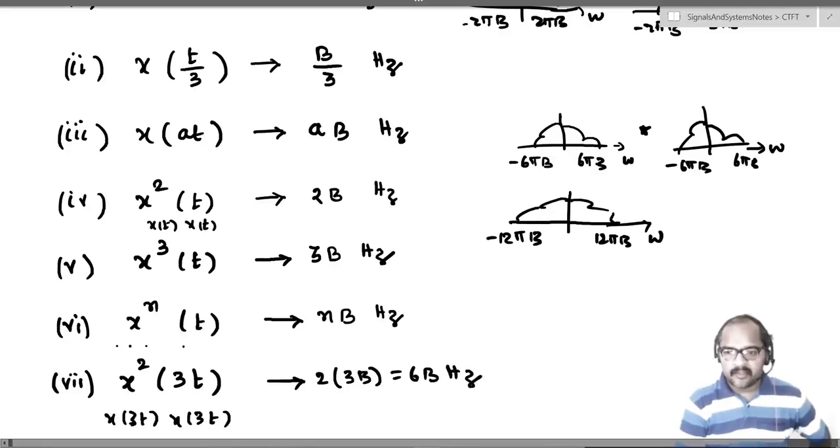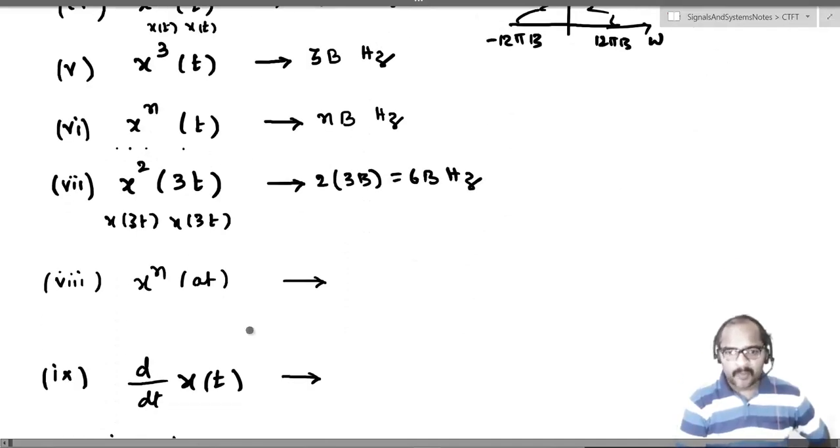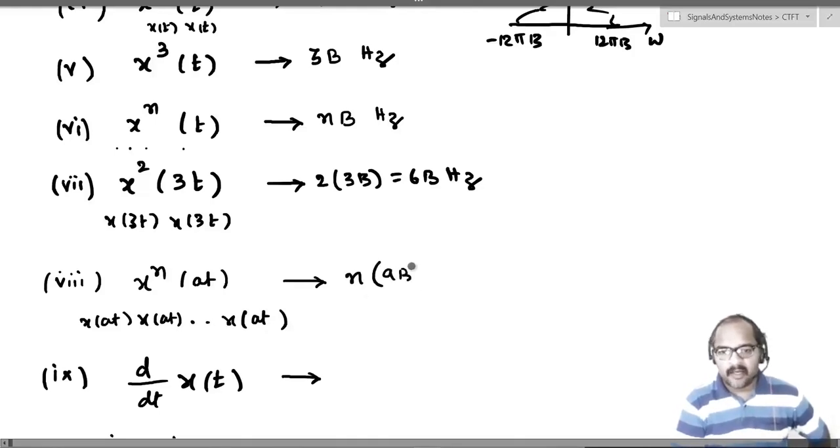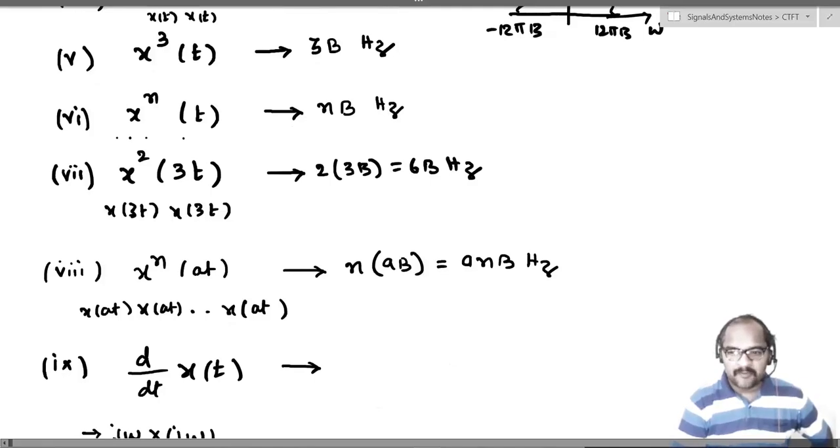Okay, so we can extend this result again to generalize the result. If you want the bandwidth of x power n of at, it can be written as x of at multiplied with x of at, n times. So definitely you can see that the bandwidth of this signal should be n times ab, which is equal to n a b hertz.